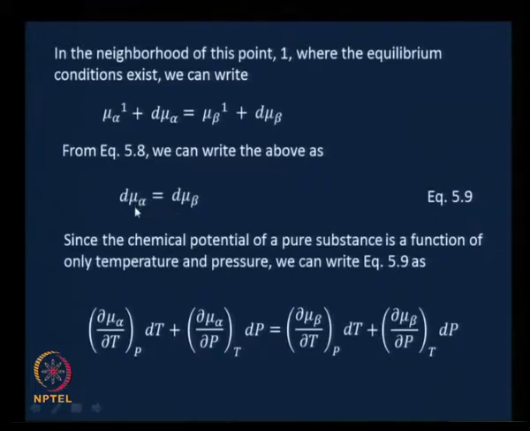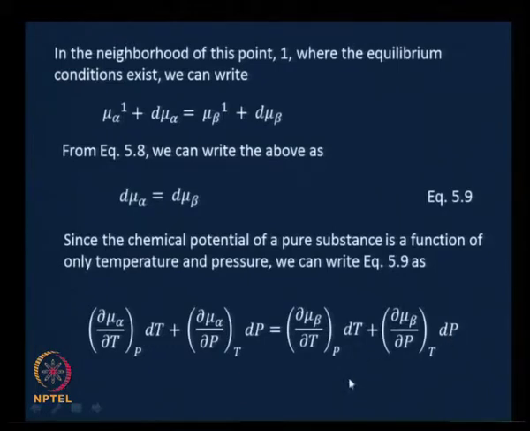If we consider mu as a function of temperature and pressure, the easily measurable variables, then this total differential can be written in terms of the partial differentials that we have already seen: dou mu alpha by dou T at constant P dT plus dou mu alpha by dou P at constant T dP equals dou mu beta by dou T at constant P dT plus dou mu beta by dou P at constant T dP.